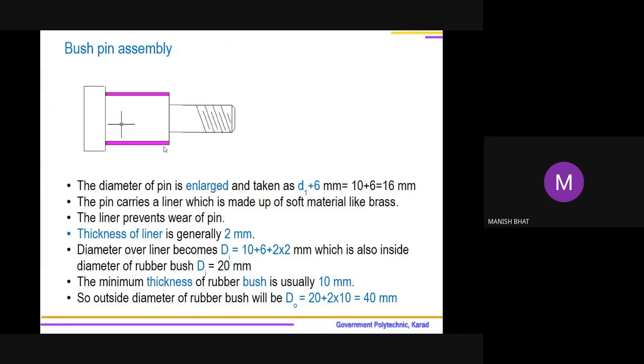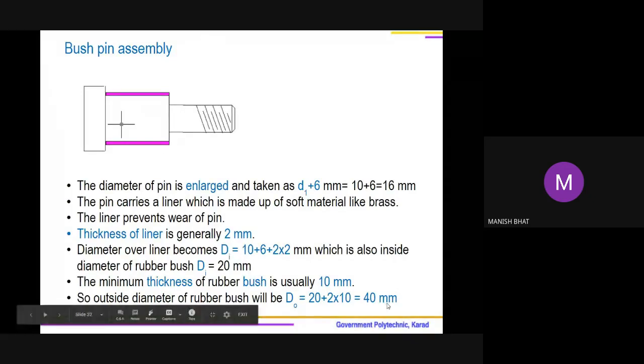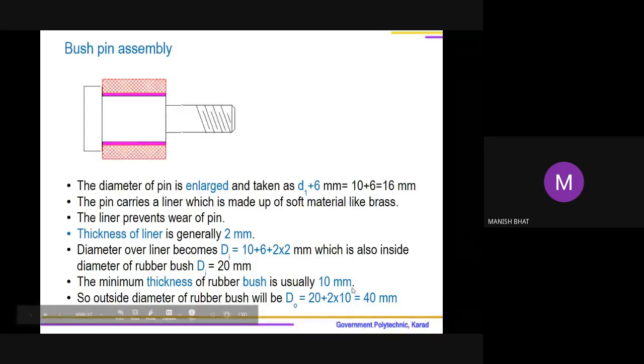Usually a 10 mm thick rubber bush is necessary. I will be choosing 10 mm itself. So it comes out to be 40 mm. The outside diameter of this bush is 40 millimeter, and you know that the diameter of the bush is equal to the length of the bush.